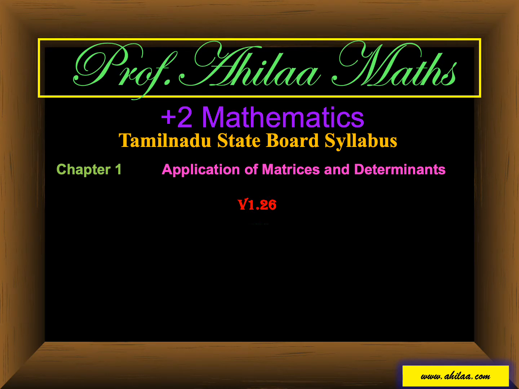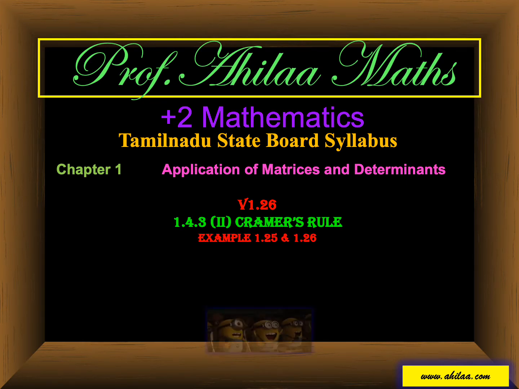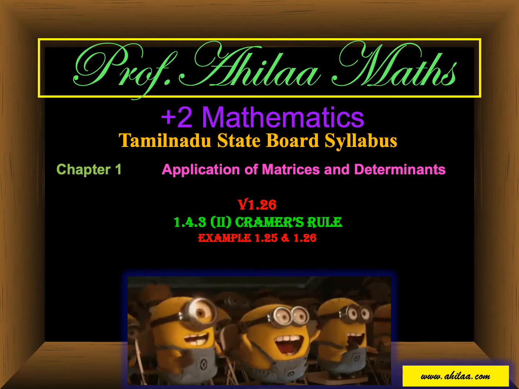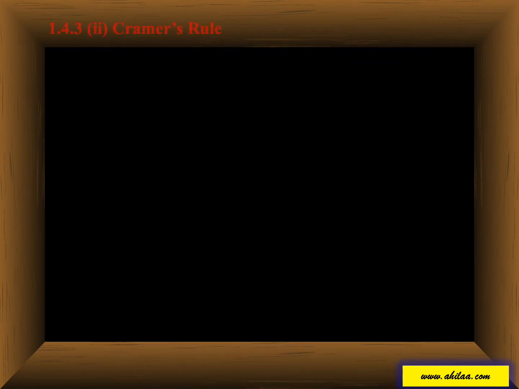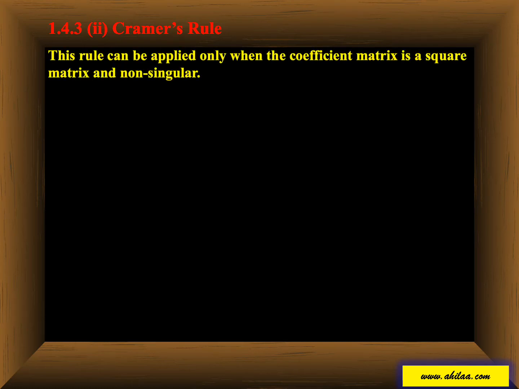Video 1.26, 1.4.3, Second Method, Cramer's Rule. Examples 1.25 and 1.26. 1.4.3, Second Method, Cramer's Rule. This rule can be applied only when the coefficient matrix is a square matrix and non-singular. The same condition applies for the matrix inversion method also.